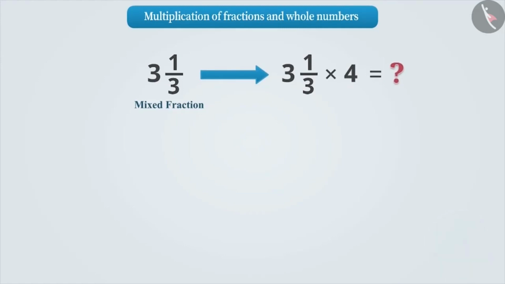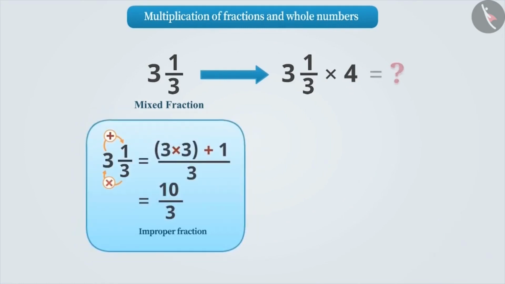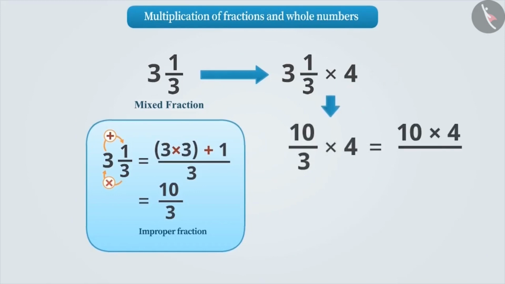Let me explain it for you. For this, we will have to first convert the mixed fraction into an improper fraction and then multiply its numerator by the whole number and keep the denominator the same.